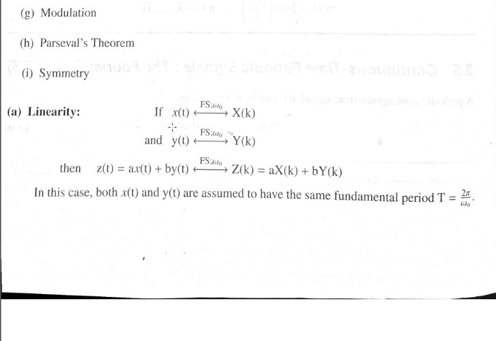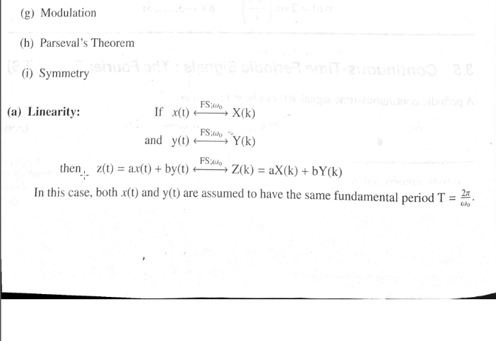Linearity. In learning this linearity, we need to consider two signals. Let's say x of t and y of t are two signals, and x of t has omega naught as its fundamental frequency. X of k is its Fourier series representation, and y of t's Fourier domain representation is y of k. So after taking the Fourier series with respect to omega naught as its fundamental frequency, we are getting y of k.